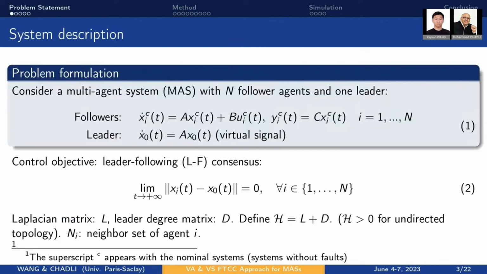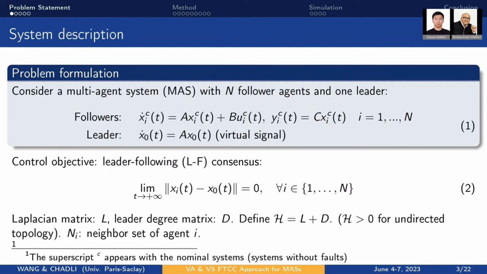So let's begin with looking at our specific problem in the context of multi-agent systems. Let's consider the leader-following problem with n follower agents and one leader. They are represented by the linear continuous time differential equation in equation 1. The leader here is actually a virtual signal without any control input, and this model is commonly used in the field of leader-following control of multi-agent systems.